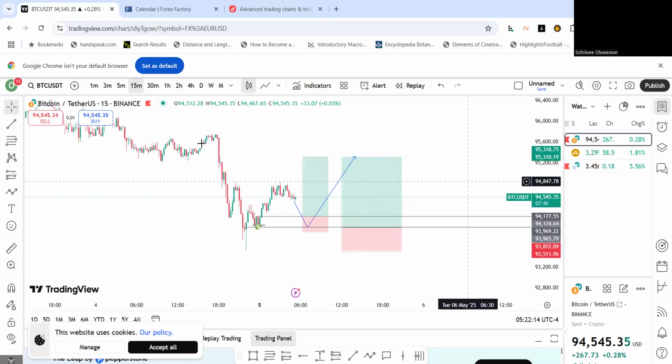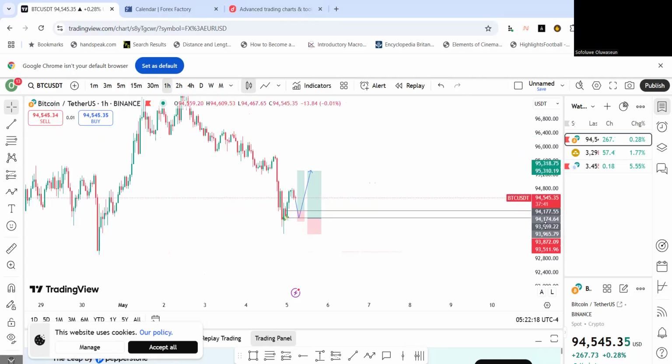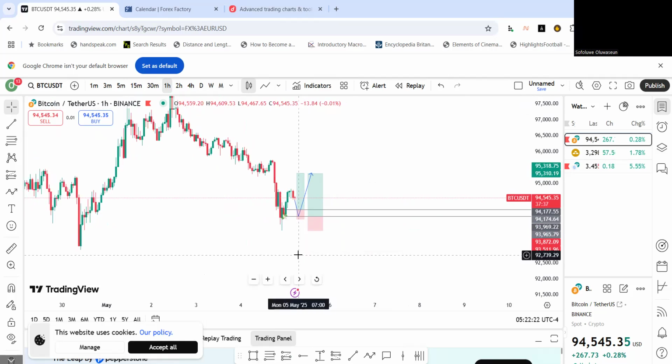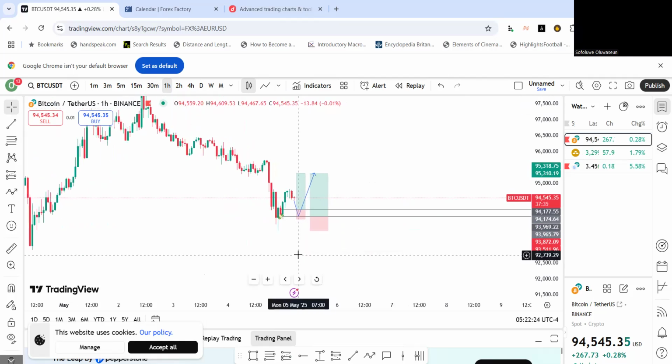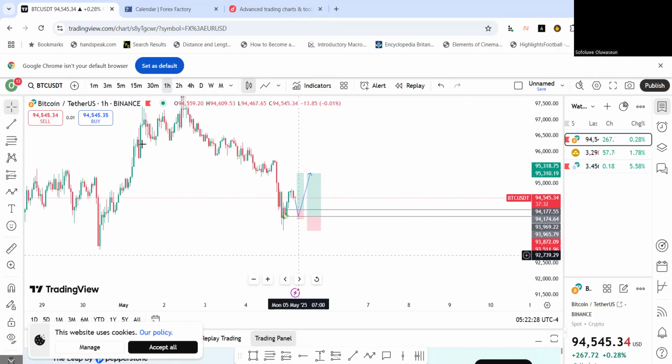So that's what I'll be looking at on BTC USDT. We'll be coming back maybe by Wednesday to check if the trade is a success or we learn a lesson.